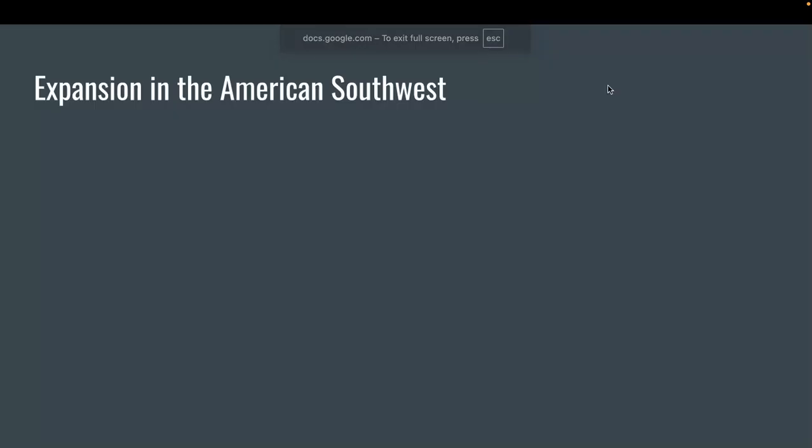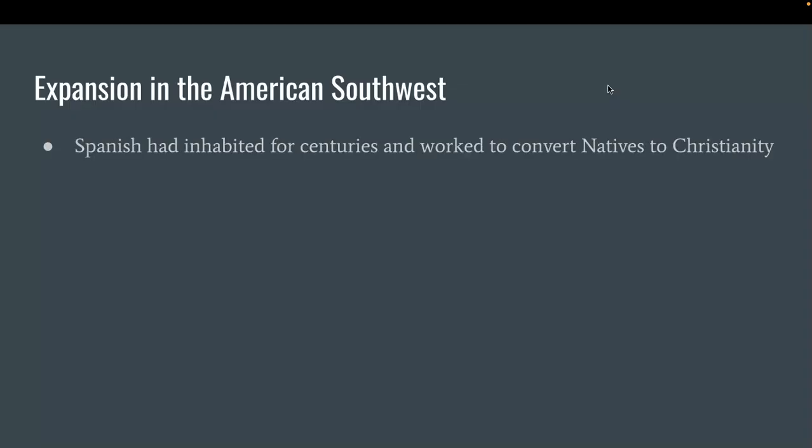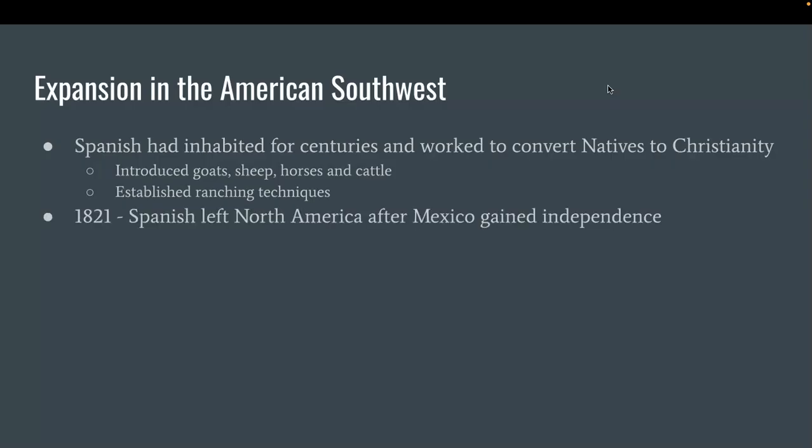So as mentioned in our last lesson, we are heading west, okay? And that includes heading into the American Southwest, which, as you know, at this point in time, still belongs to Spain and Mexico. So Spain had inhabited it for centuries. They had worked to convert the natives to Christianity. They introduced things like goats and sheep and horses and cattle, and they established ranching techniques.